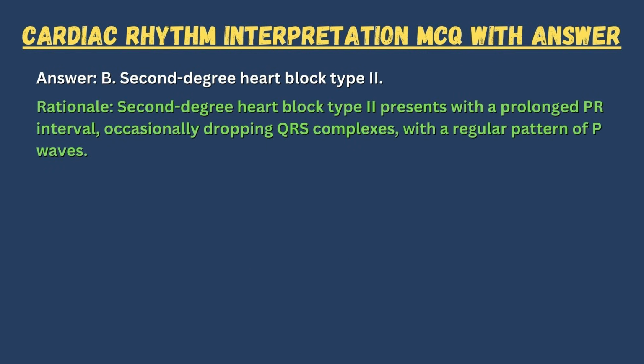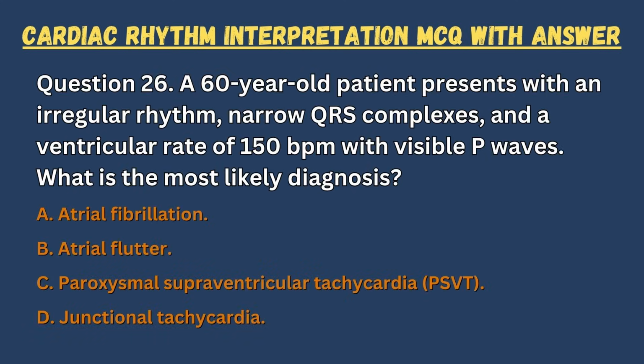Answer: B. Second-degree heart block type 2. Rationale: second-degree heart block type 2 presents with a prolonged PR interval, occasionally dropping QRS complexes, with a regular pattern of P waves. Question 26.